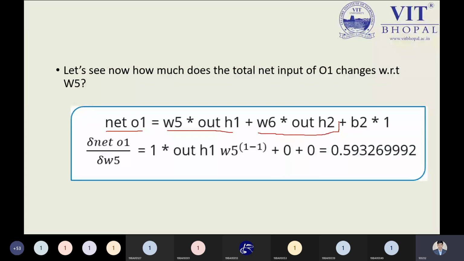So this becomes a constant. In this portion, W5 does not play an important role. This becomes a constant, so we are getting the value 0. We are considering it as a constant.